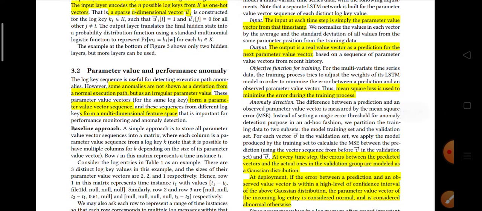See, for this vector representation, they are using mean square loss, because this is a regression type of problem. We need to find out the next vector, right? It's not a class actually. So they used mean square loss to minimize the error. Okay.